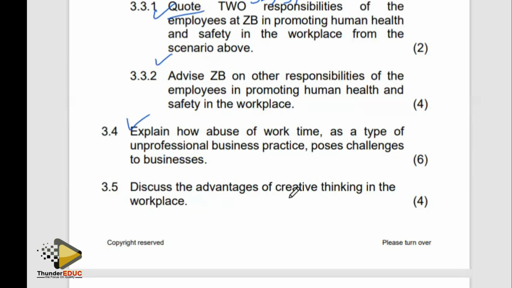Okay, right. So now let's check our 3.5. So now 3.5, you are expected to discuss the advantages of creative thinking in the workplace. So remember, we said to be creative in this regard, you should apply originality.